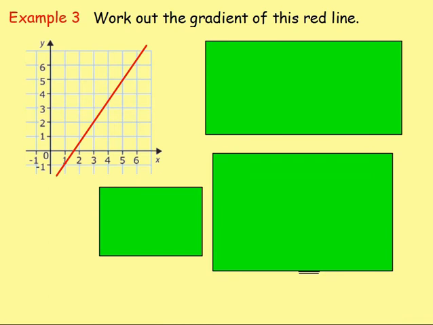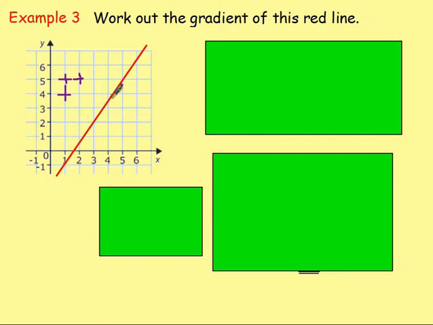Imagine we had to work out the gradient of this red line. So this time is very similar to the last example, but we are not given the points A and B. We're not given any of the coordinates. If this is the case, what we have to do is just find a couple of coordinates ourselves. So we can see that the line is going to be going up here, and all we want to do is, looking at these lines in the coordinate diagram, you can see where they cross, so they'll cross there, they'll cross there, they'll cross there, and so on.